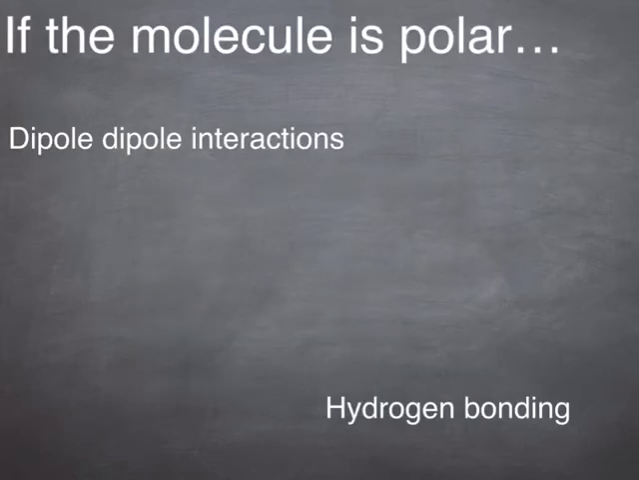Okay, so in order to tell what type of intermolecular force a particular molecule has, you have to use the skills we've been learning already, which means you have to be able to tell the shape of the molecule and whether or not the molecule is polar. And then from that, and from the chemical makeup of it, you can tell what type of intermolecular force it's going to have. So if the molecule is polar, there are two choices for intermolecular forces. The first one is called a dipole-dipole interaction.